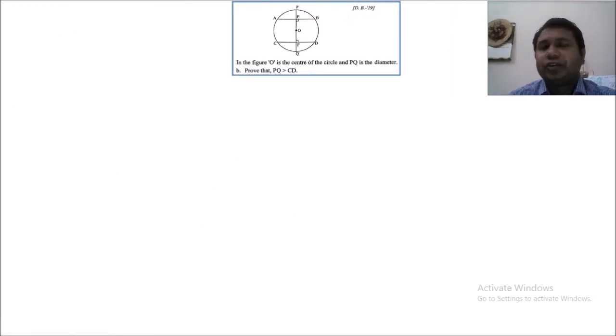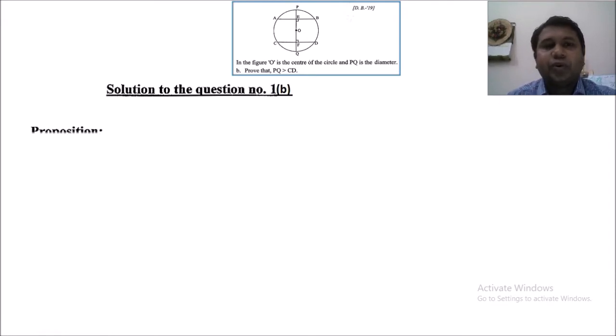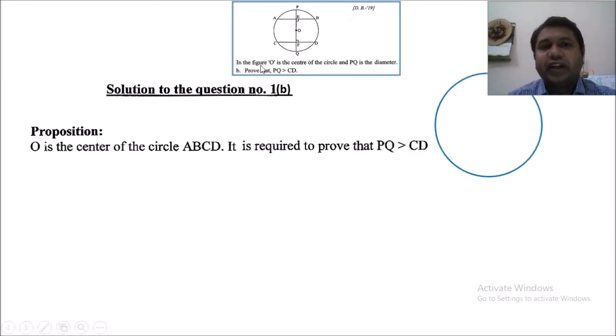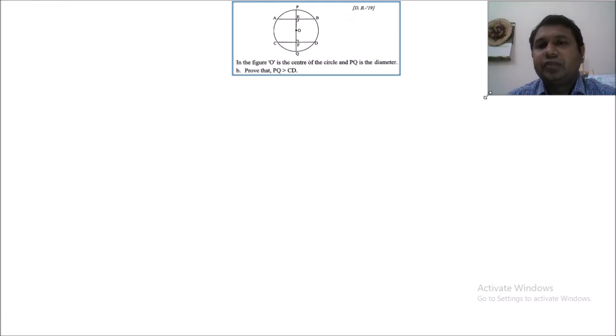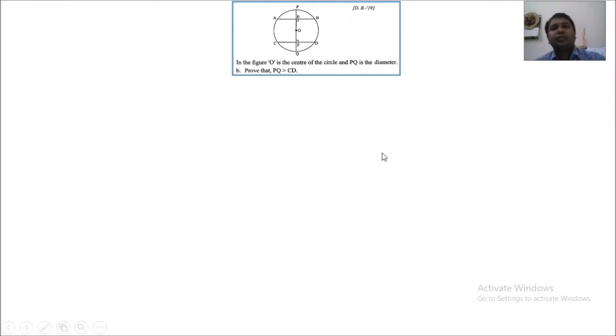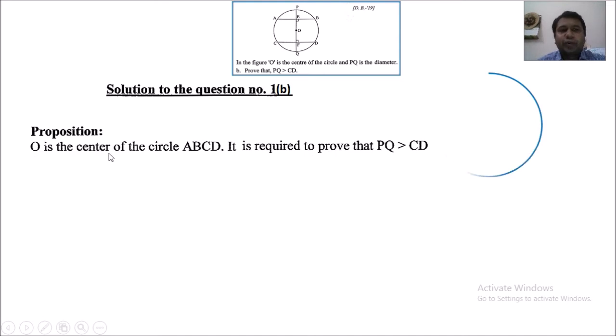Number B is also a very simple geometry. It is actually exercise 4 of the book. In the figure, O is the center of the circle and PQ is the diameter. We have to prove that PQ is greater than CD. The proposition: O is the center of the circle ABCD, and it is required to prove that PQ is greater than CD.